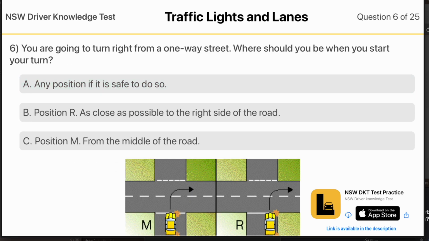You are going to turn right from a one-way street. Where should you be when you start your turn? Any position if it is safe to do so. Position R. As close as possible to the right side of the road. Position M. From the middle of the road.